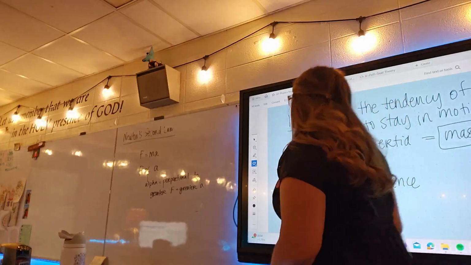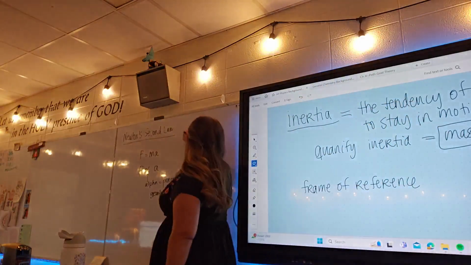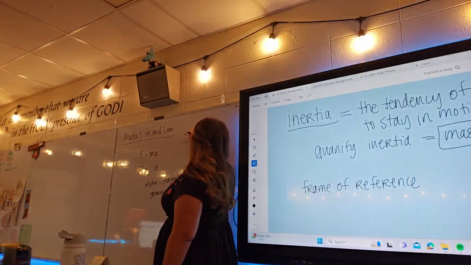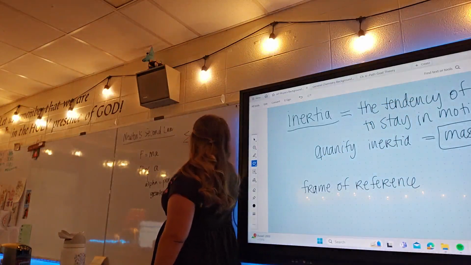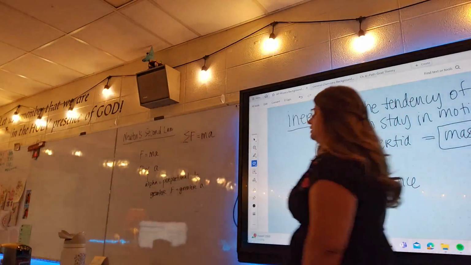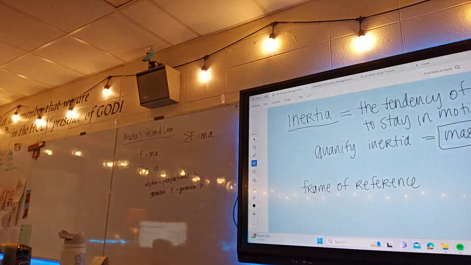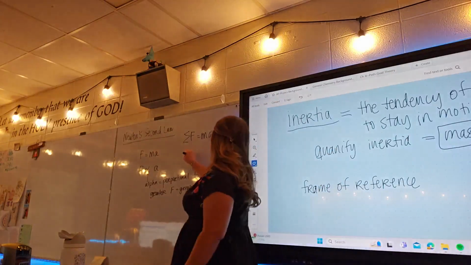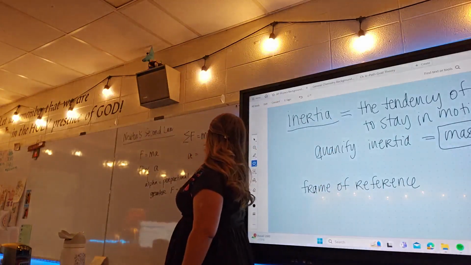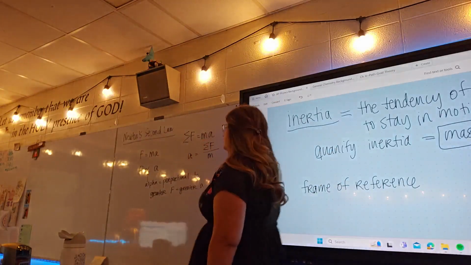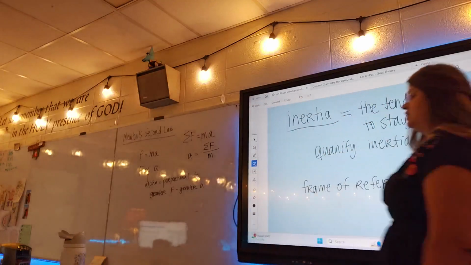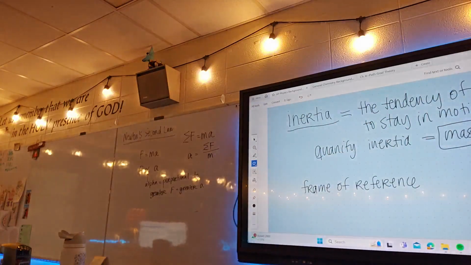Okay, so the sum of all of the forces is equal to mass times acceleration. Or in other words, you can calculate acceleration by dividing the sum of all of your forces by the mass of an object. The more something weighs, the less acceleration it'll experience. That should make logical sense.